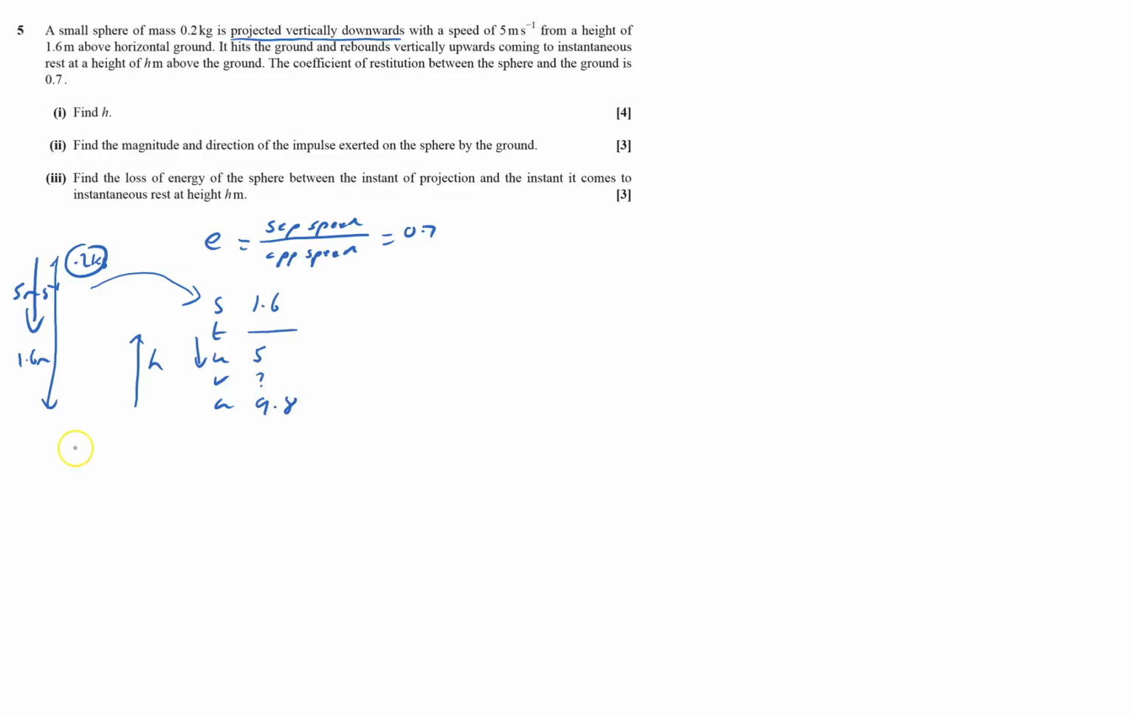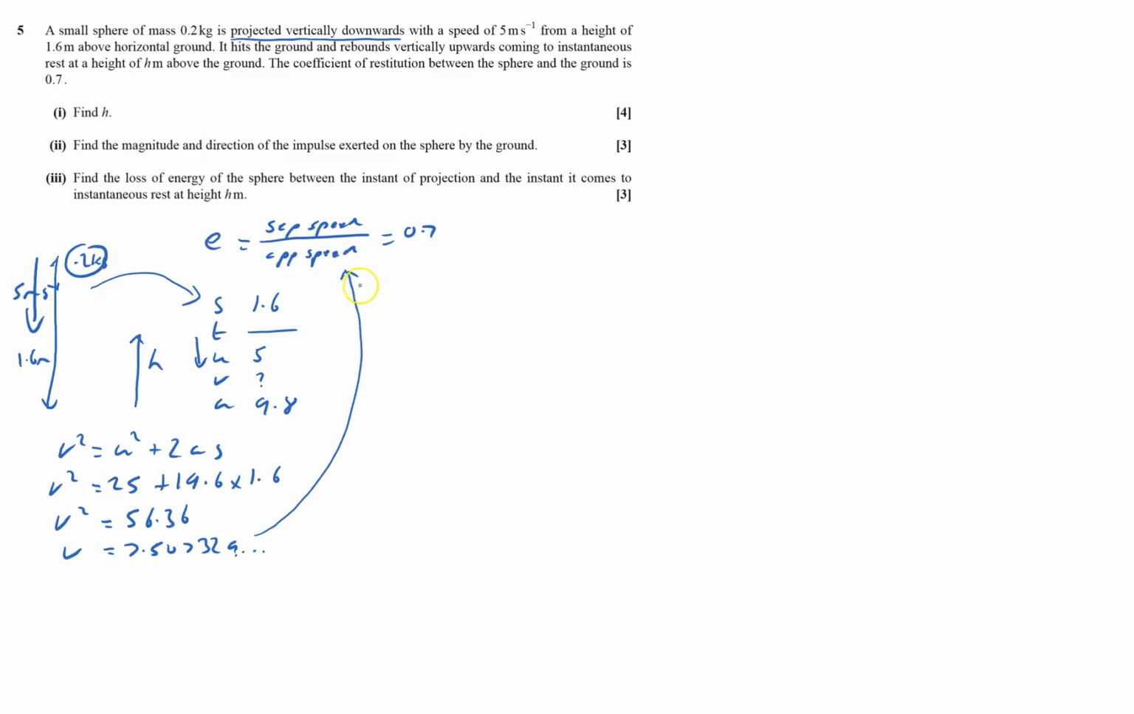The one without t: v squared equals u squared plus 2as. So v squared equals 25 plus 19.6 times 1.6. That gives me v squared equals 56.36, so v equals 7.507329. Obviously keep it in a calculator. So that's worked out the approach speed, and now I have to work out the separation speed.